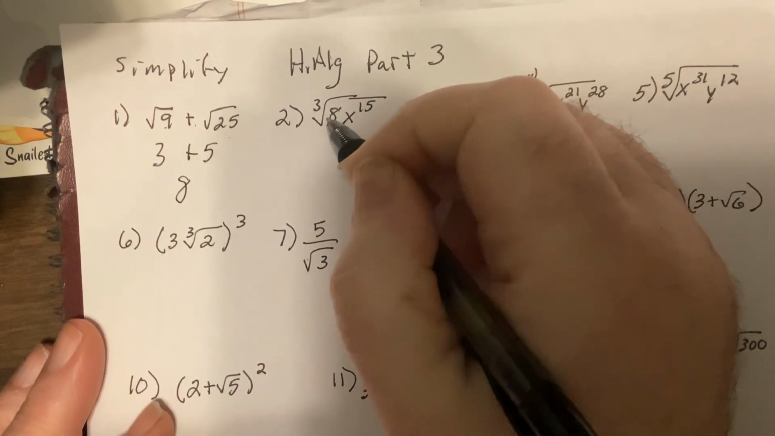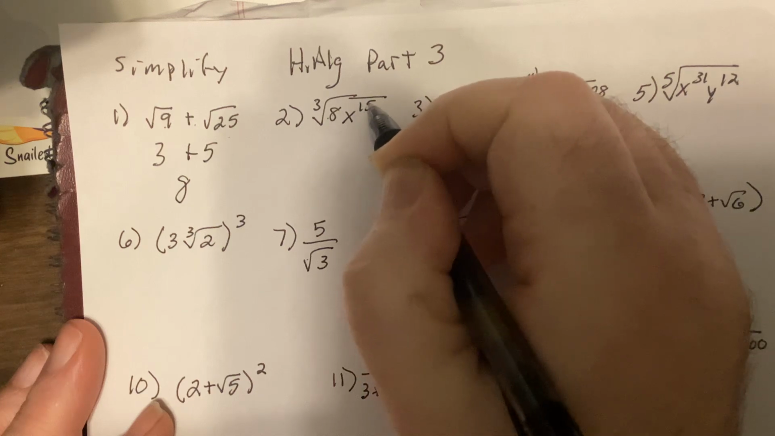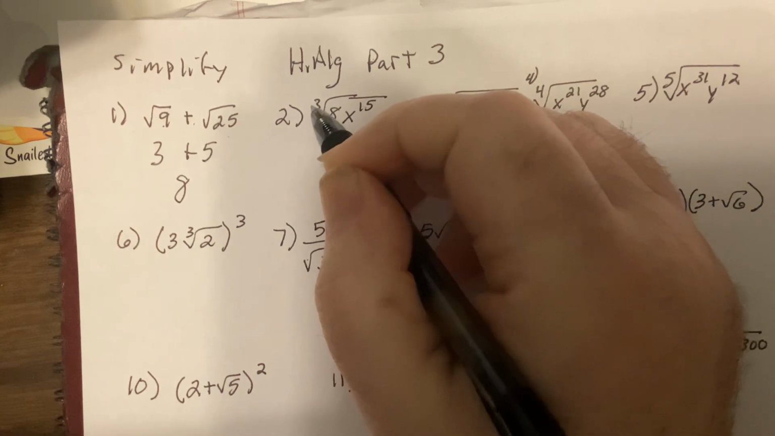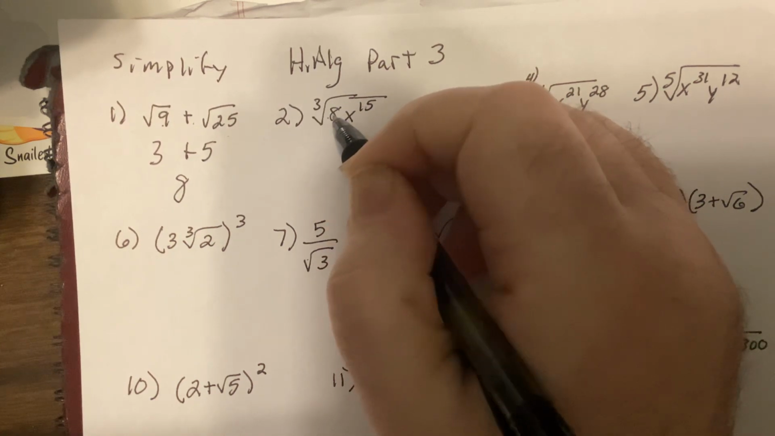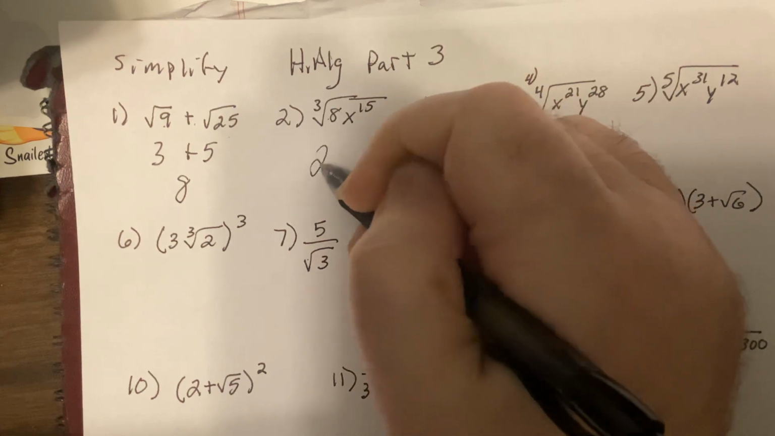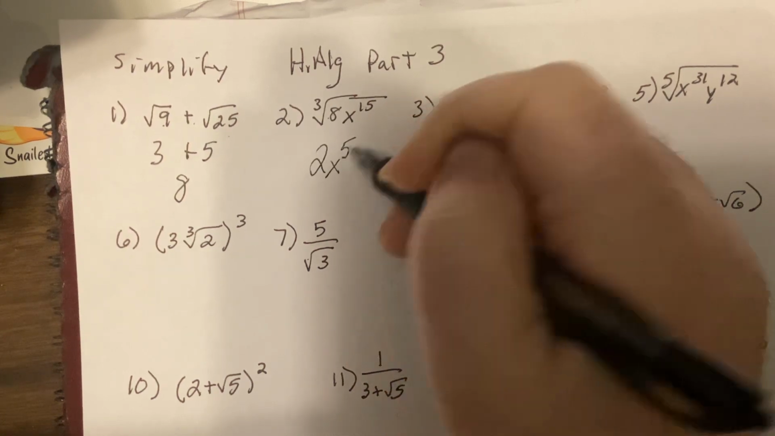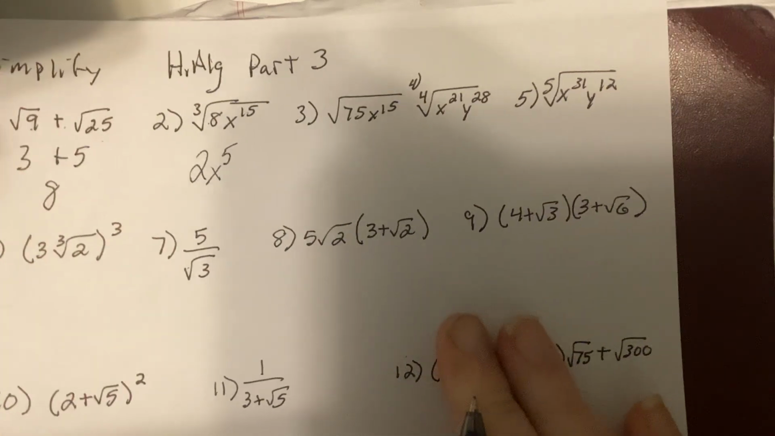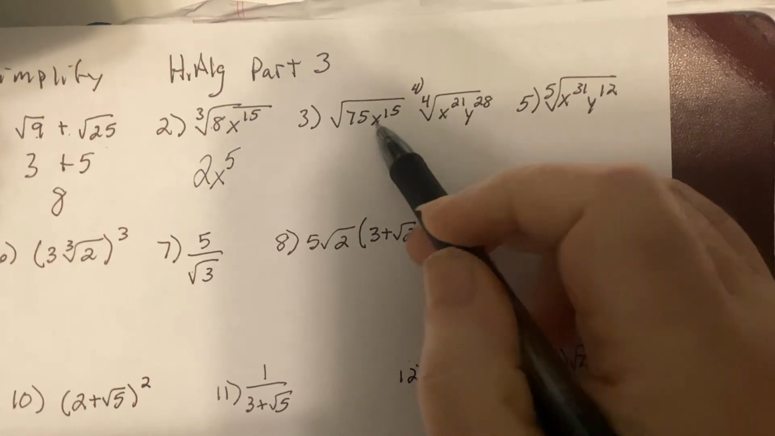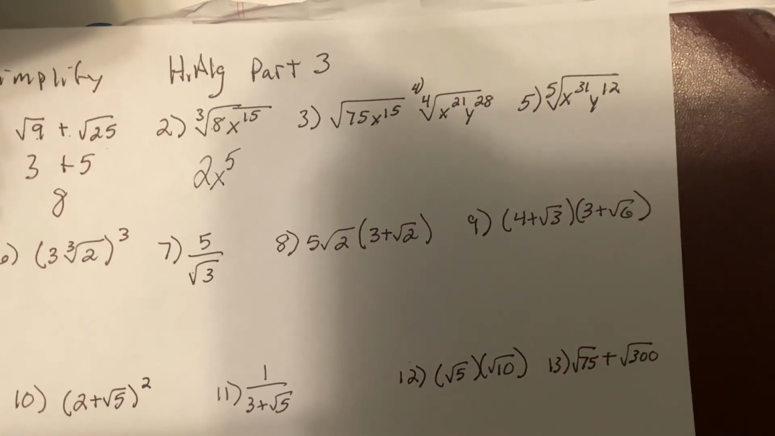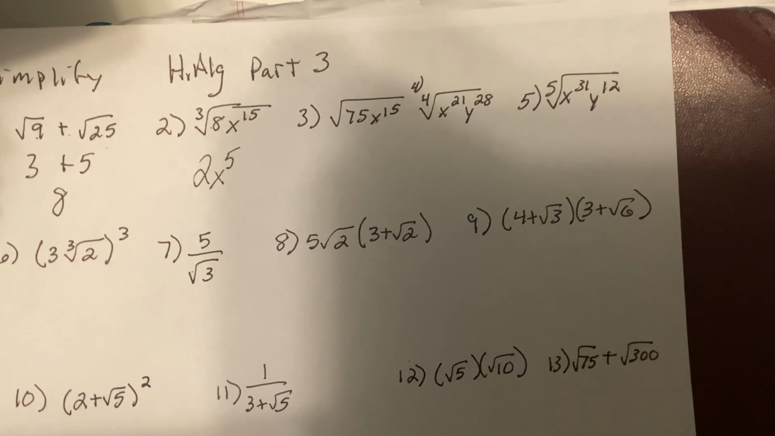So cube root, these are both perfect cubes. This is a cube because it's divisible by the index. 8 is 2 cubed, so it'd be 2x to the 5th. Try these 3 and see what you remember, and then turn me back on.